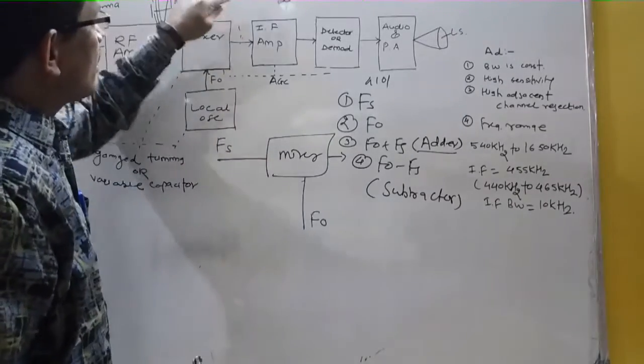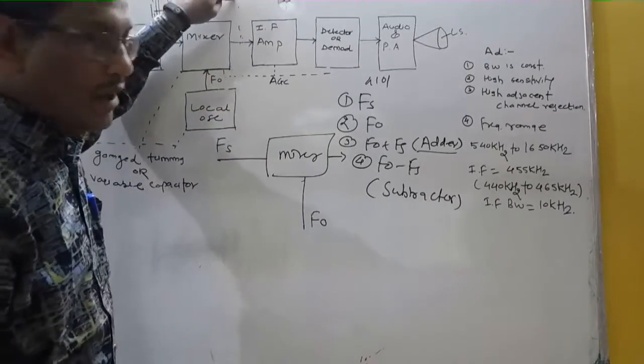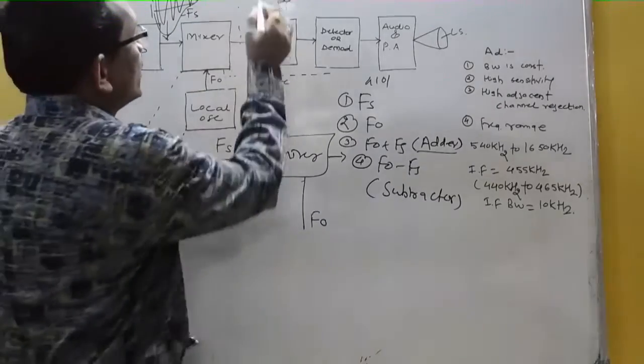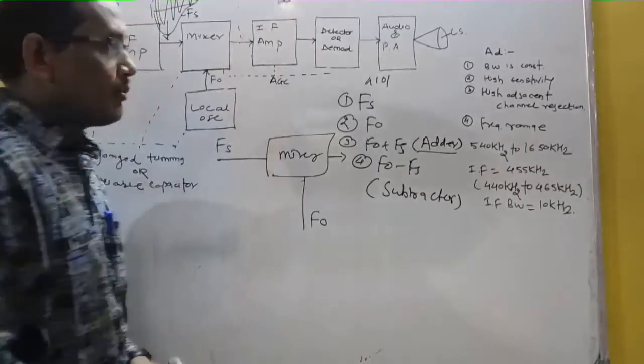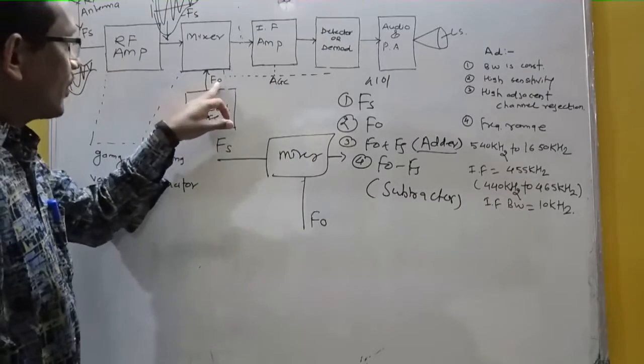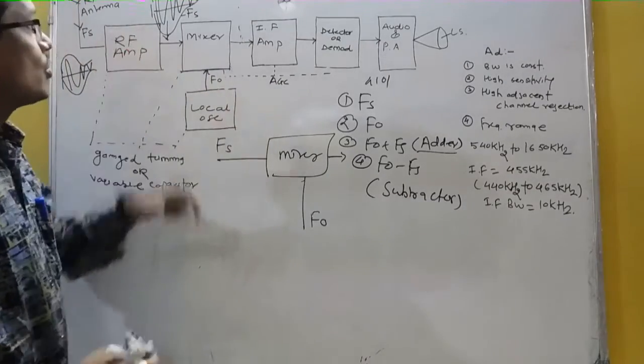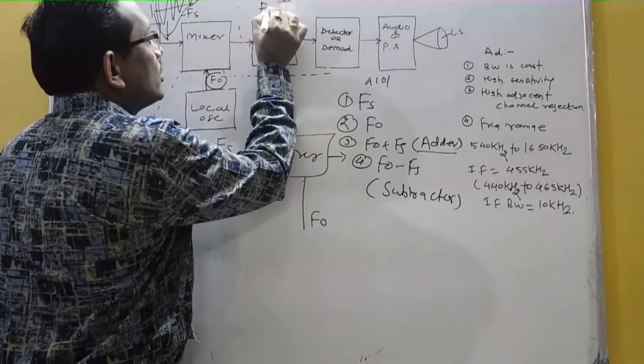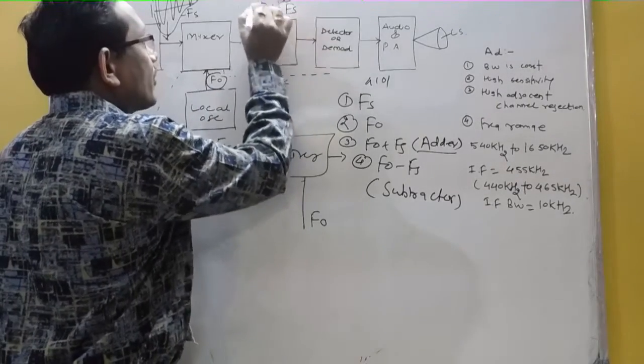The output of the mixer in a superheterodyne receiver is called the intermediate frequency. This intermediate frequency is F0 minus Fs, that is, the local oscillator frequency minus the signal frequency. In this case, I always consider the local oscillator frequency to be greater than the signal frequency.